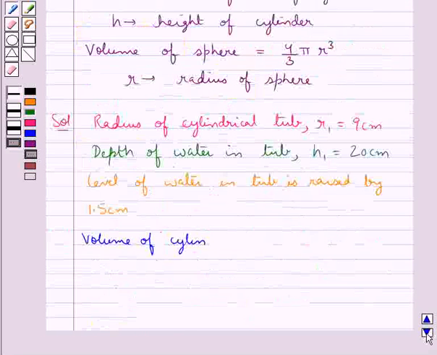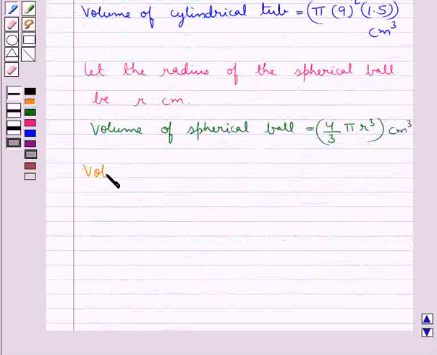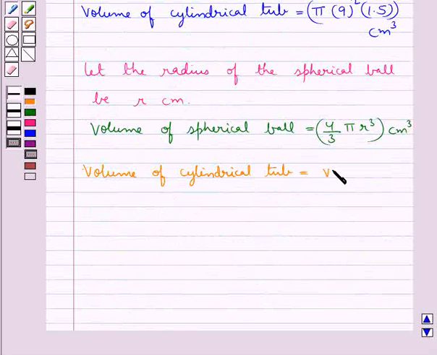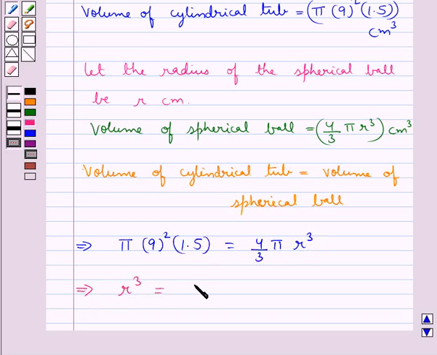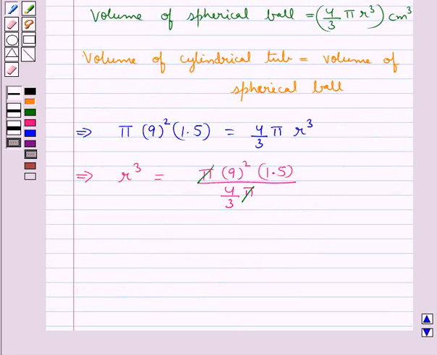So, we have that the volume of the cylindrical tub is equal to the volume of the spherical ball. That is, we get pi 9 square into 1.5 is equal to 4/3 pi r³. So from here we get r³ is equal to pi 9 square into 1.5 upon 4/3 pi. Now here pi and pi cancels. This is further equal to 9 into 9 into 3 into 15 upon 4 into 10.